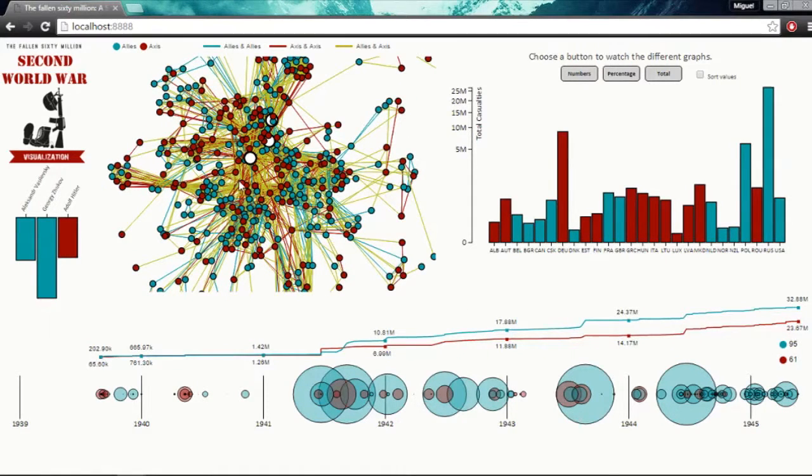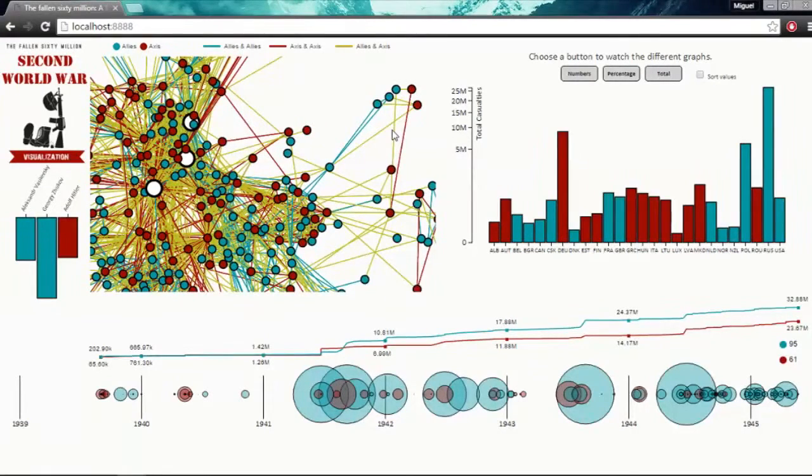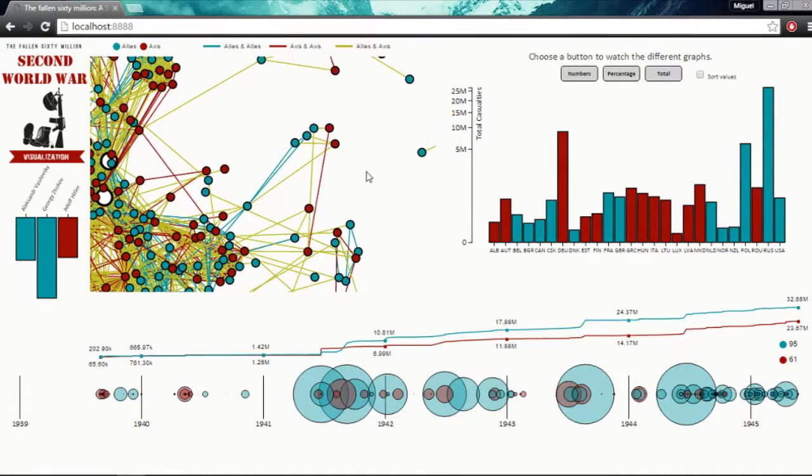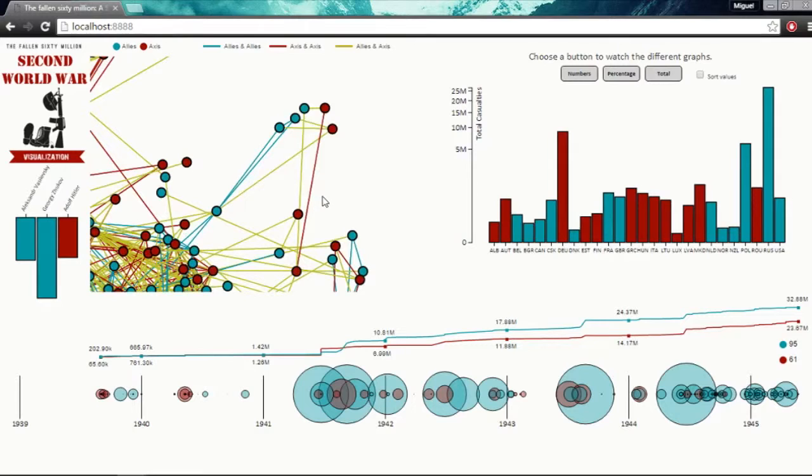The network of commanders is a visual technique for the commanders and the relations between them. The color of the link between two commanders depends on the side that each commander fought for. If the commanders were both Allies, the color is blue. If they were both Axis, the color is red. And if they were from each side of the war, the color is green.